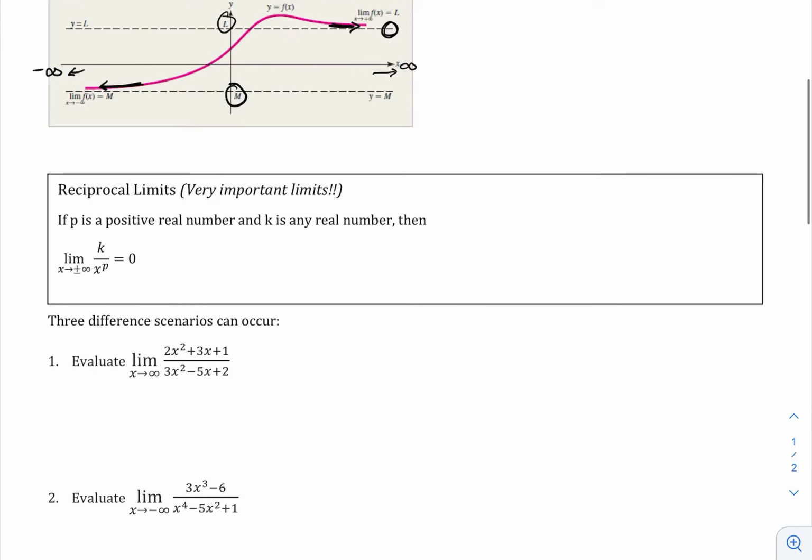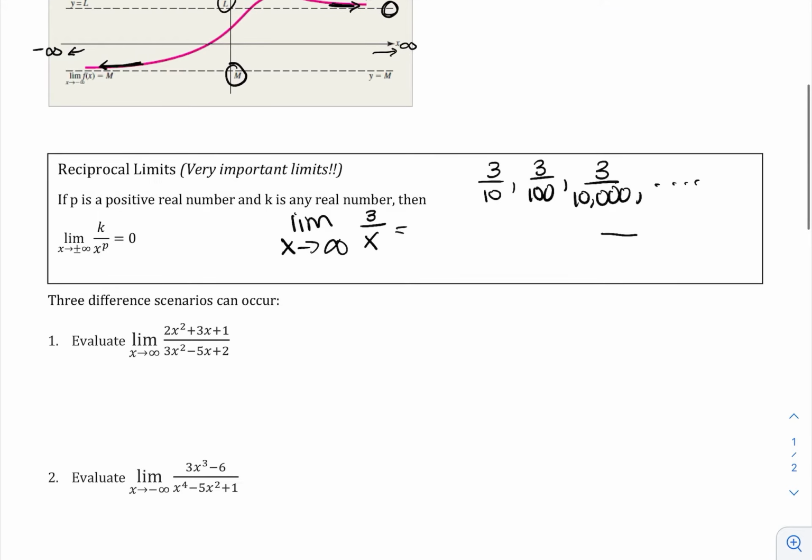So I can use an example. For example, say I was taking the limit as x goes to infinity of 3 over x. And we want to find out what this is. If I start off with 3 over 10, 3 over 100, 3 over 10,000, and if I keep doing this, the fraction is getting smaller and smaller and smaller, so the fraction is going to 0. It's never going to hit 0, but it's approaching 0, which, remember, when we're dealing with limits, is what we care about. We care about what it is approaching. So the limit will be 0.